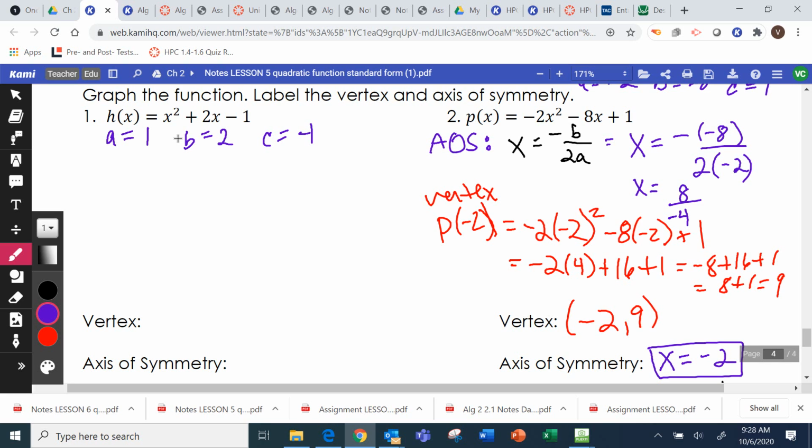So what's the formula for axis of symmetry? You didn't write it here. What is the formula? Okay, so did you do negative b over 2 times a? So if that's wrong, it's going to make the vertex wrong too.